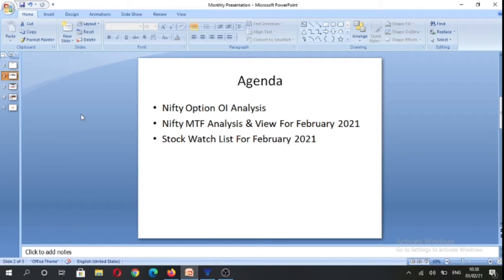The purpose of making this video is to analyze Nifty options open interest data. We would be analyzing Nifty on multiple time frames, and we would be framing a view for February 2021. Apart from the index, we would be discussing our stock watch list. So let's start by analyzing Nifty options open interest data.